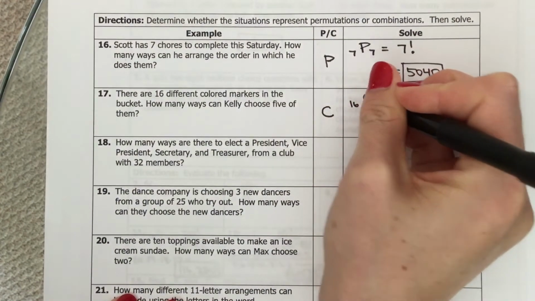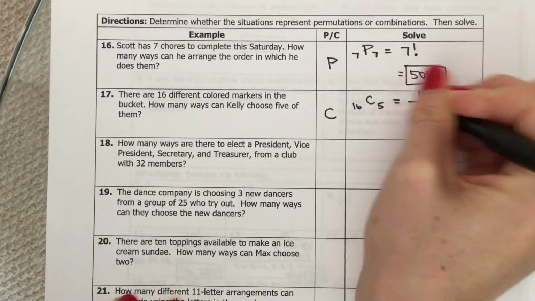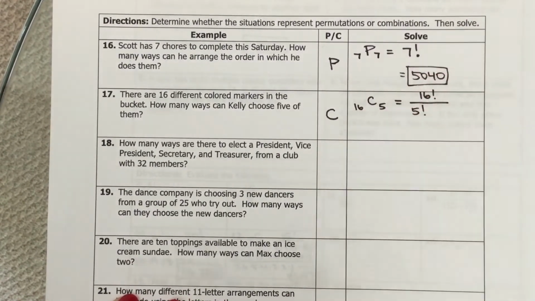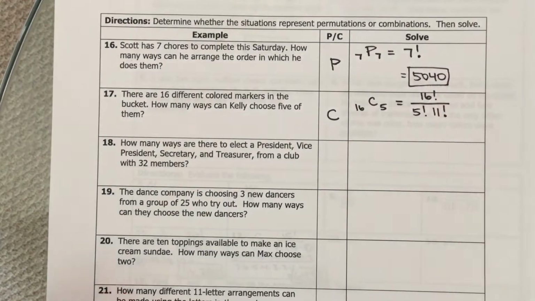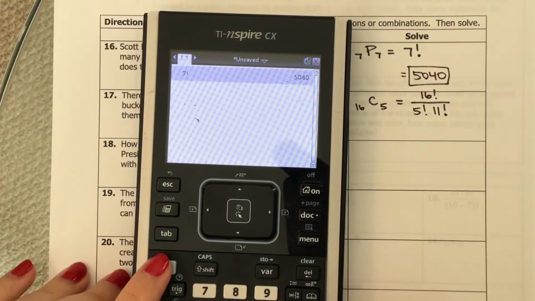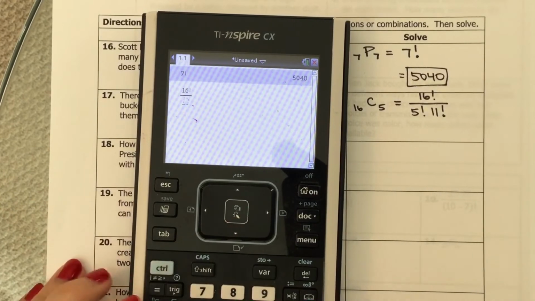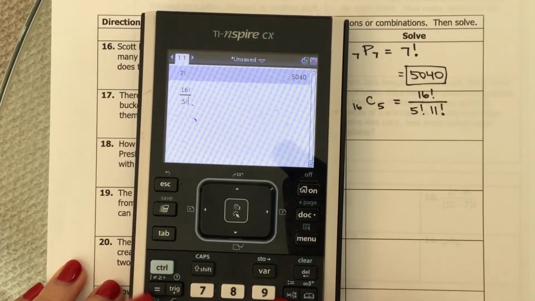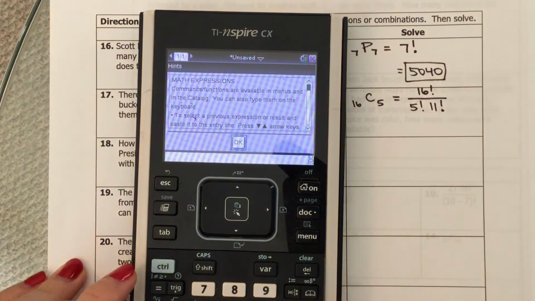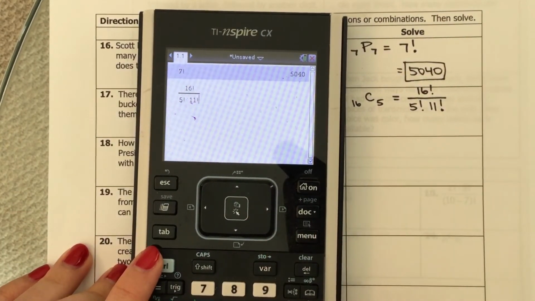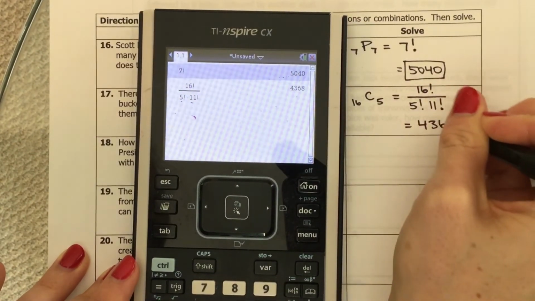So 16 choose 5. In the numerator, you've got 16 factorial, and then 5 factorial and then 16 minus 5 factorial. Again, you do have buttons for those on your calculator. So set up a fraction: 16 factorial over 5 factorial times 11 factorial. All right, so we get 4,368.